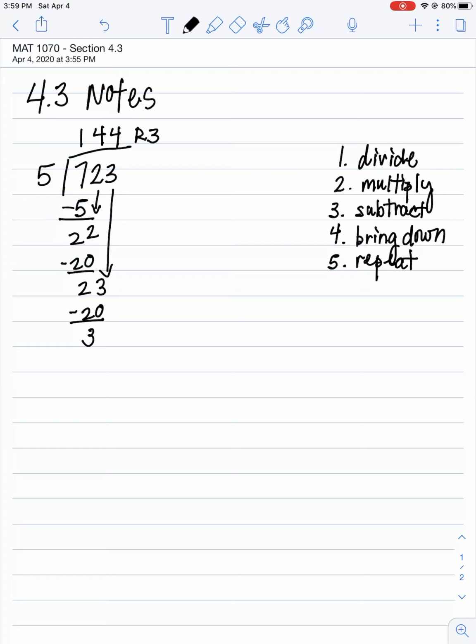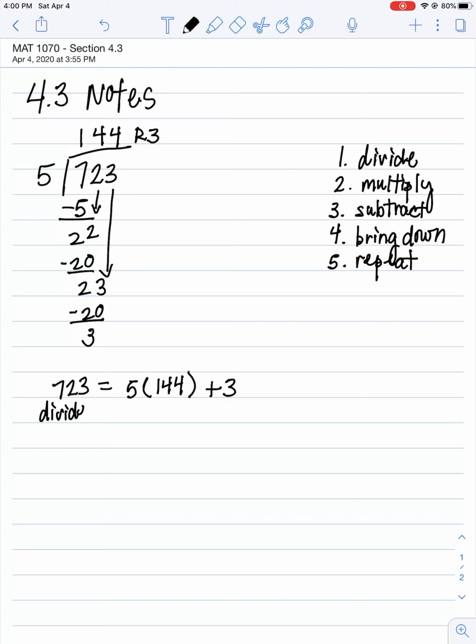So you've done this before, okay? And just in case you weren't aware, if you had really good math teachers back in elementary school, they would have taught you how to check your work. To check your work, you would say 723 equals 5 times 144 plus your remainder, plus 3.